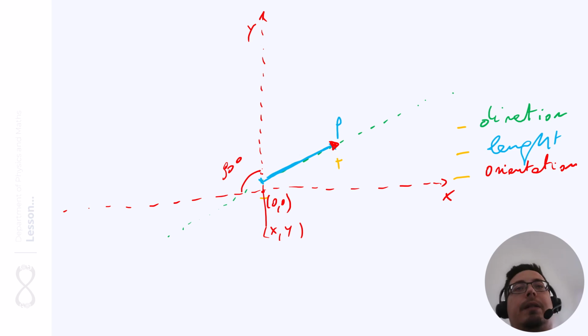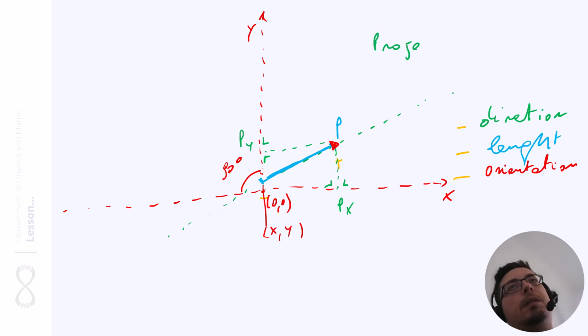Now it's easy to define the vector with respect to the components x and y, because we can take this direction here, px, and this direction here, py, and these are still 90 degrees. It's important. These are called projections, px and py, and these are unique. They uniquely identify your vector p in px and py.